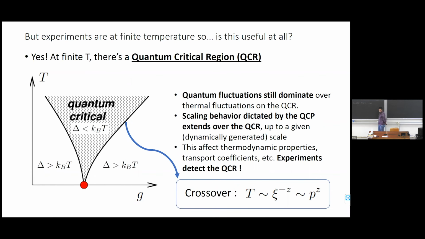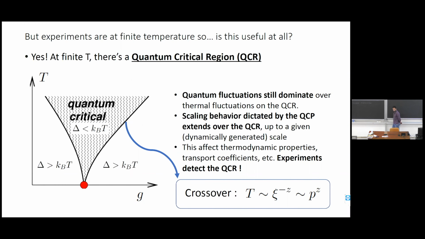So let me give a very rough definition of what it is. Let's suppose that we have a quantum critical point at zero temperature, here where the red dot is. And so we know that there's some typical energy scale, which we call delta, associated to quantum fluctuations in the vicinity of the critical point. And if we heat up the system, then we introduce a new energy scale, which is temperature, and essentially sets the typical energy of thermal fluctuations.